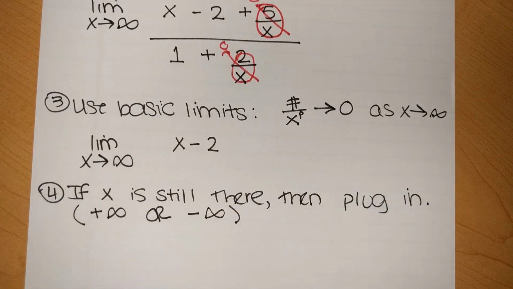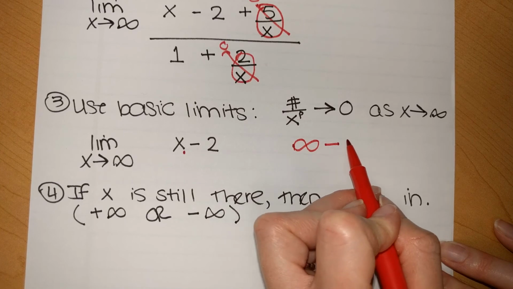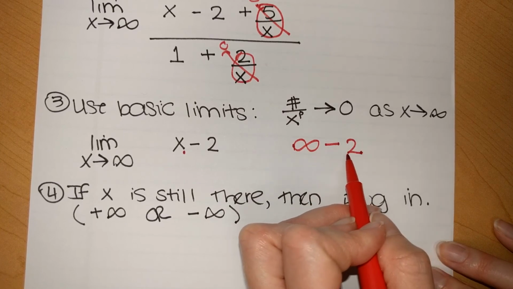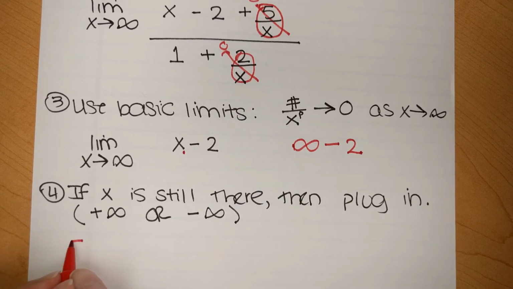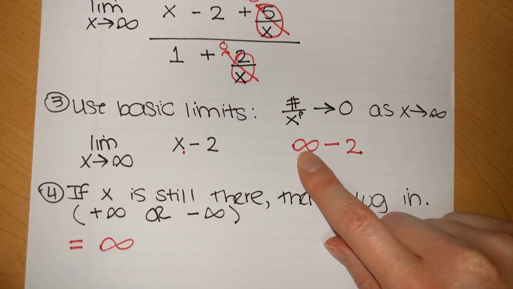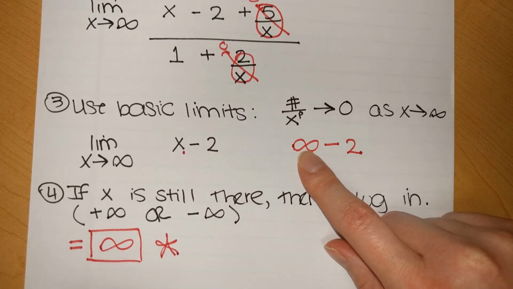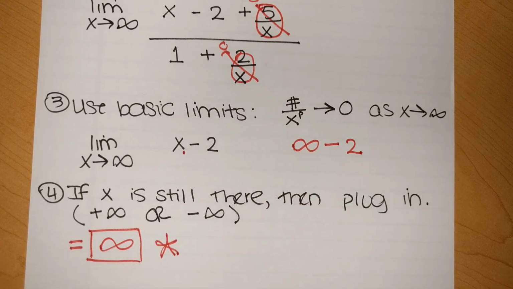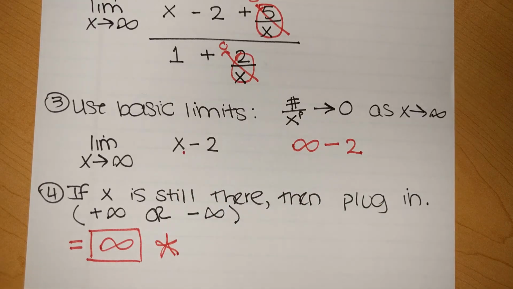So if I plug in infinity for my x, I'm going to have infinity minus 2. And this little negative 2 isn't going to amount to anything in comparison to infinity, so that tells us that the sign is a positive infinity. So our conclusion here is that this limit is equal to plus infinity. So if the x is still there, you need to plug in the infinity for x and see if it's a plus infinity or a negative infinity in terms of signs.